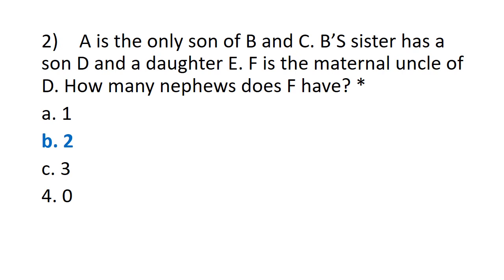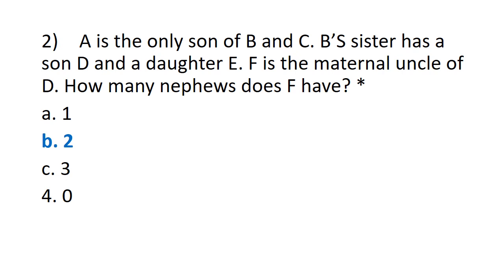Next question we have is, A is the only son of B and C. B's sister has a son D and a daughter E. F is the maternal uncle of D. How many nephews does F have? So you have to think how many nephews F has. And the options we have are A, 1, B, 2, C, 3, and the fourth option is 0.